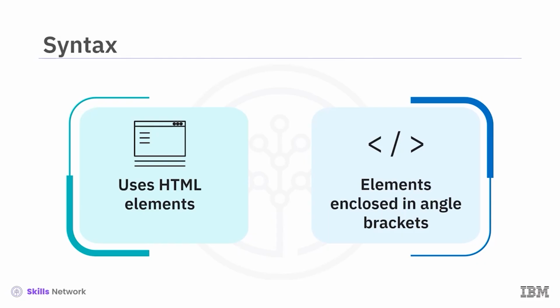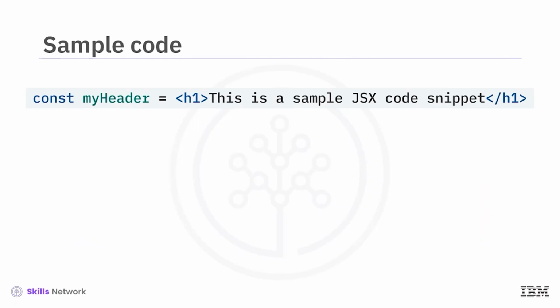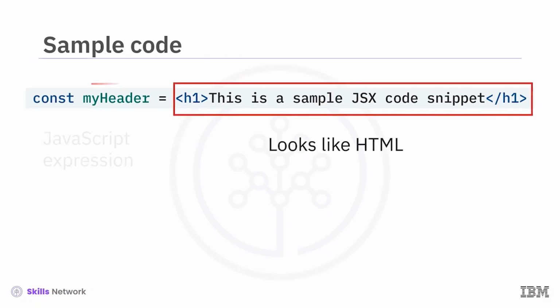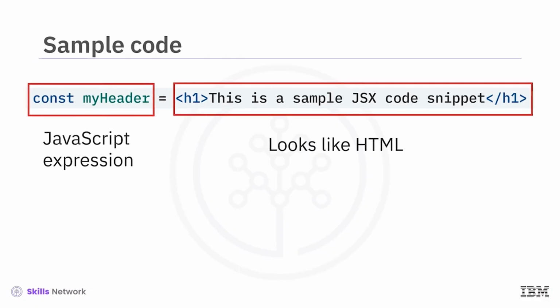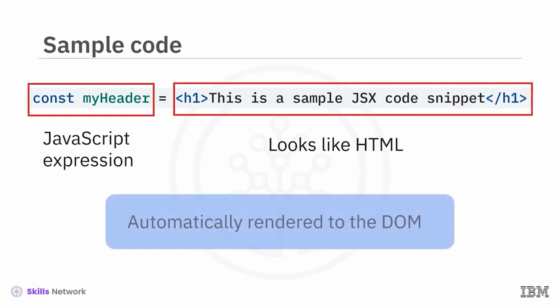Let us look at some sample JSX code. The code shows a construct that displays the heading, "This is a sample JSX code snippet." The code snippet looks like HTML, but note the JavaScript-like variable, which is neither HTML nor JavaScript. It is JSX. You use JSX syntax to create React elements. React then renders these elements to the Document Object Model, or DOM.